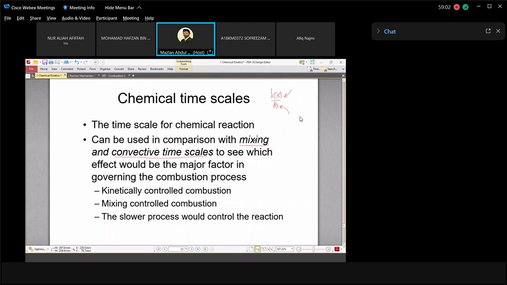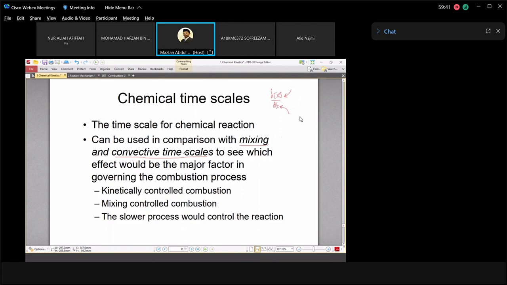This is normally true for premixed fuel and air. Premix means before combustion, fuel and oxidizer are already mixed at molecular level, so no issue of mixing. Then what's left is only chemical reaction, which is the change of concentration with respect to time. However, sometimes mixing is important because it has not been mixed thoroughly yet.